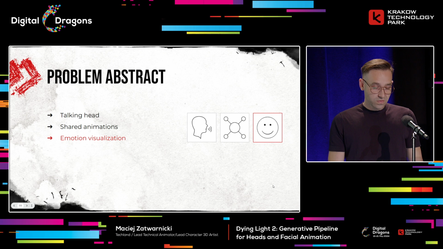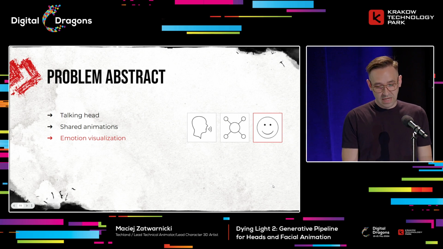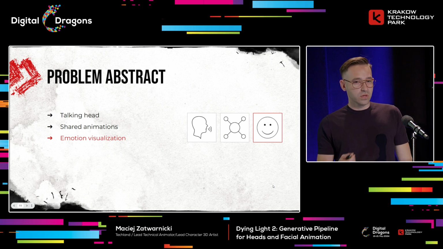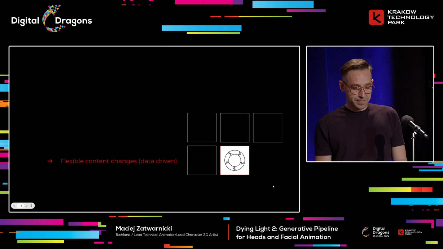Emotion visualization is another part which is necessary, but not only from the perspective of, yeah, we want to have emotions on the face. That's quite obvious, but we need to think about this in a more systematic way. So when we are creating emotions, we would like to have a library of emotions which can be reused during the production. Speaking in multiple languages is also important because our game was shipped in many localizations. So we need to have our animation of the faces in sync with audio as well.